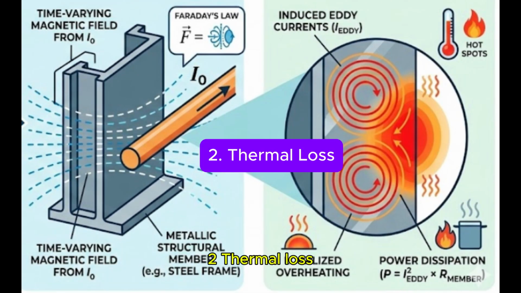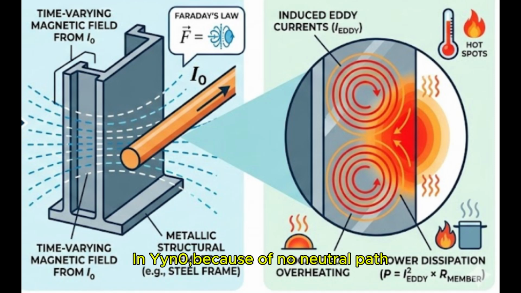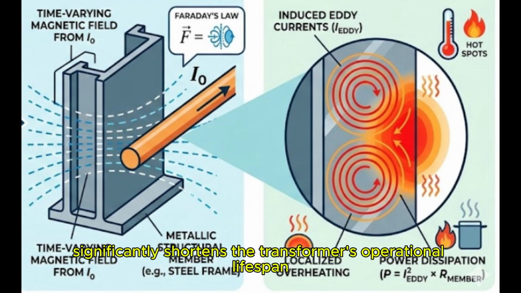2. Thermal loss. In Yyn0, because of no neutral path, eddy currents induced by the zero-sequence current within the metallic structural members lead to localized overheating. This thermal stress significantly shortens the transformer's operational lifespan.